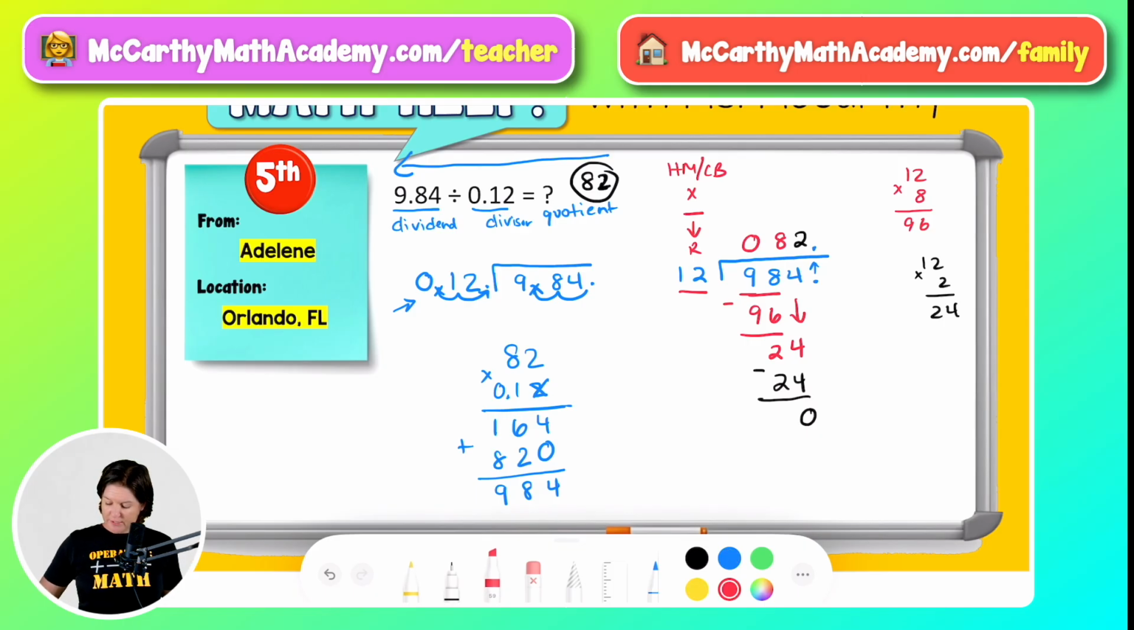So here is my decimal right there, and I have 2 digits behind the decimal, which means that my answer, when I'm multiplying, needs to also have 2 digits behind the decimal too. Okay, so that checks out.